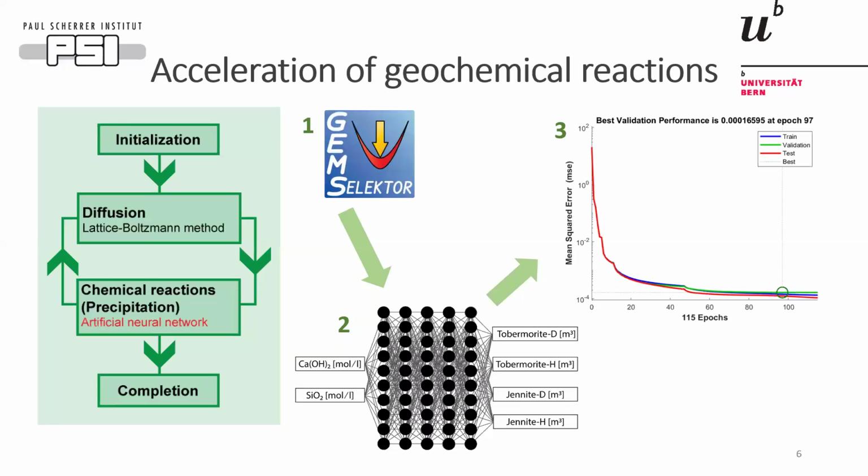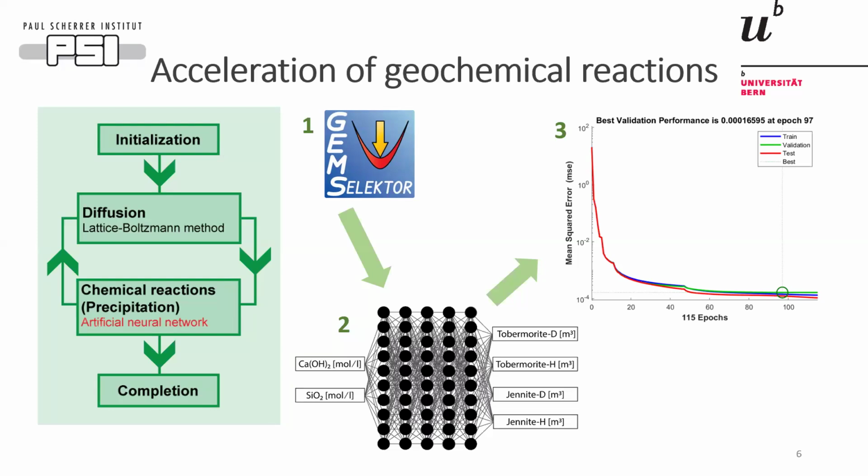So now to the first acceleration technique. Usually the Lattice-Boltzmann method is coupled with a geochemical solver. It goes over all voxels or fluid voxels at every time step to calculate the precipitation, which is quite time consuming because the geochemical solver is a computationally demanding algorithm. So it is an established method to replace it with a neural network that is trained on the specific chemical system. For that, I generated datasets with the geochemical solver GEMS, with data points in the expected concentration range that will occur during the reactive transport model.